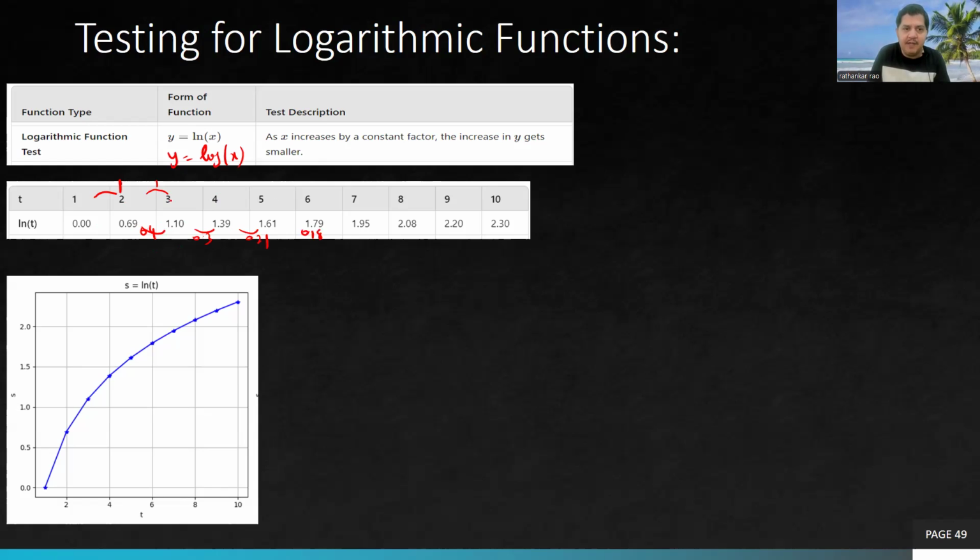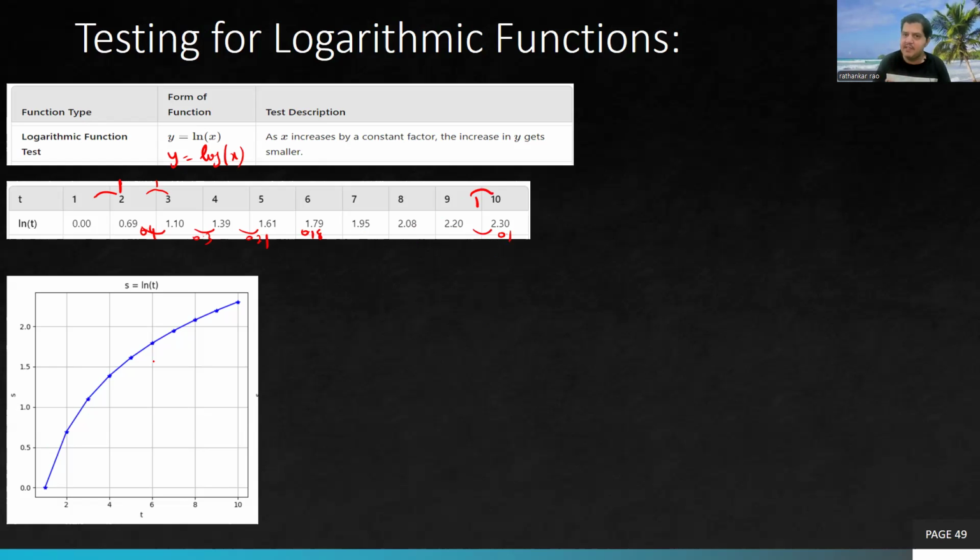See, even though the value of x keeps on increasing by 1 unit, the value of y does not increase like that. It keeps on reducing. The worst part is here. See, it increases by 1 unit here. It increases by 0.1 unit. So as you go beyond the values, you see that the values do not increase. It comes to a saturation. So you get a curve like this. This will clearly explain to you that this is a logarithmic function.